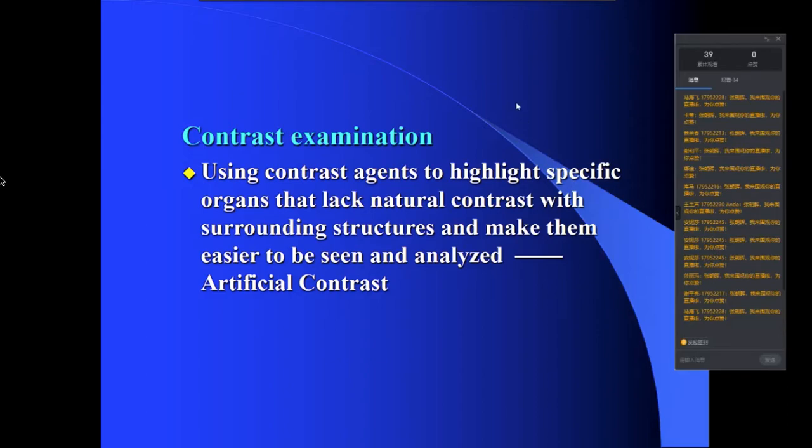Okay, let's continue our class. Let's talk about the use of contrast agents in radiographic examination. We use contrast agents to highlight specific organs and tissues that lack natural contrast and make them easier to be seen and analyzed. Using a contrast agent makes artificial contrast between target organs and surrounding structures.